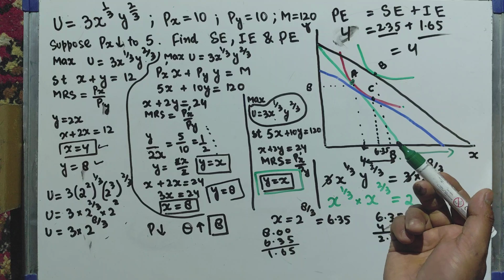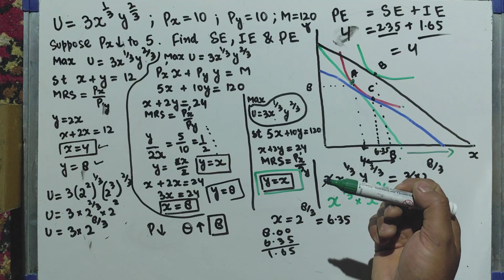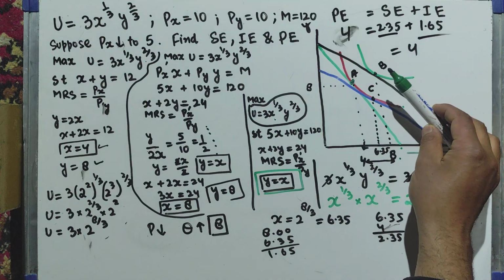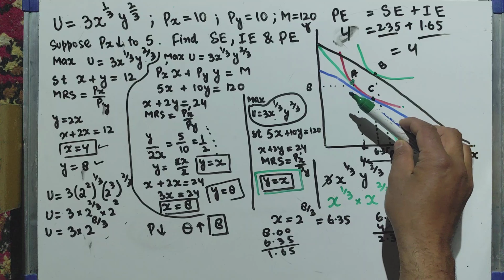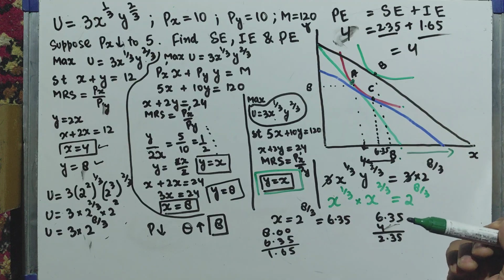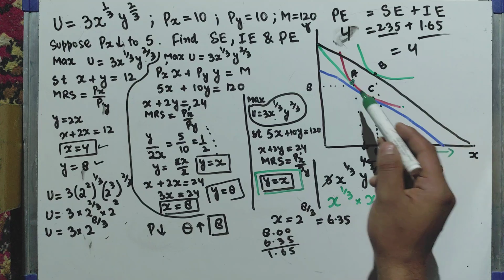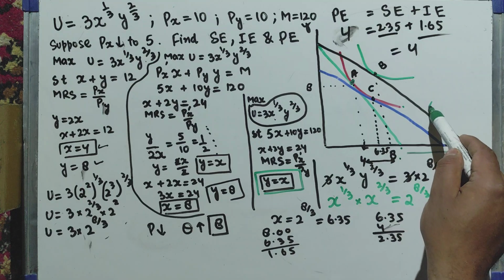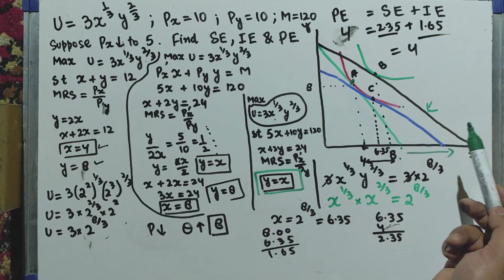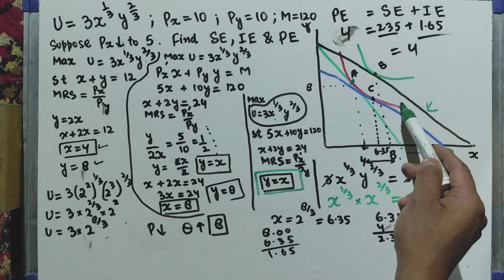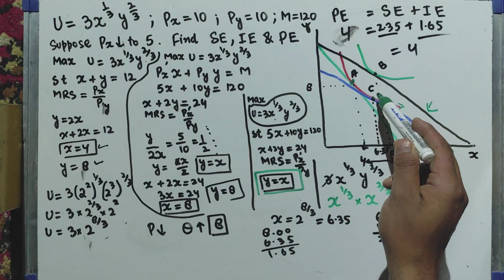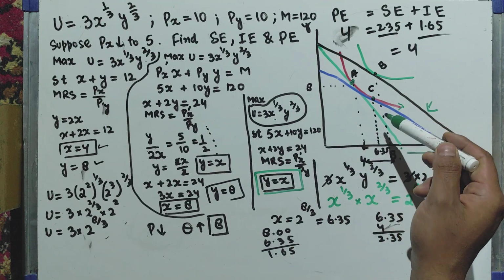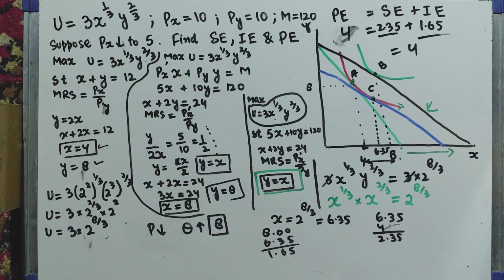Since we want to find out the substitution effect, what we need to do in this case is hold the consumer's real income constant in order to keep him on the original indifference curve. So we do it in the same fashion. We draw a new budget constraint, parallel to this budget constraint and below it, in such a way that it is tangent to the initial indifference curve. That means the initial utility of the consumer is constant, and we find out the new optimal bundle. Then we decompose it into price effect and substitution effect.